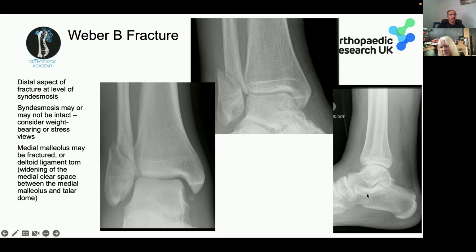On the lateral, this doesn't give you a lot of information, but you can see that the ankle joint is located. And if you look at the overlapping fibula, you can just see the tip of the fracture there, exiting posteriorly, which is what they normally do.